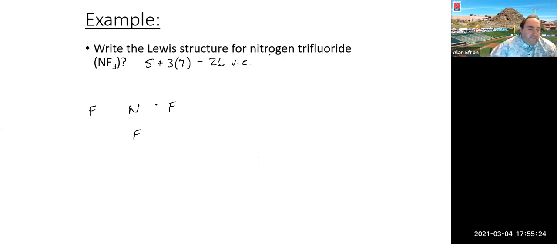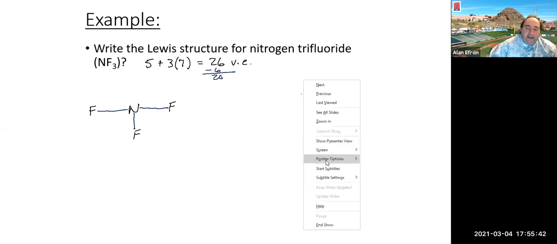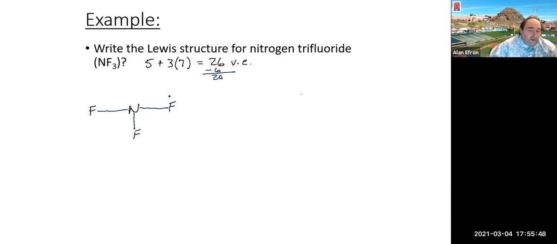The first thing you want to do is simply make one single bond to everybody. There we go. If we count up how many electrons I just used, each line is 2 electrons, so I used 6 electrons in my picture. That means I have 20 more to go, and those 20 electrons will go on the outside in pairs.